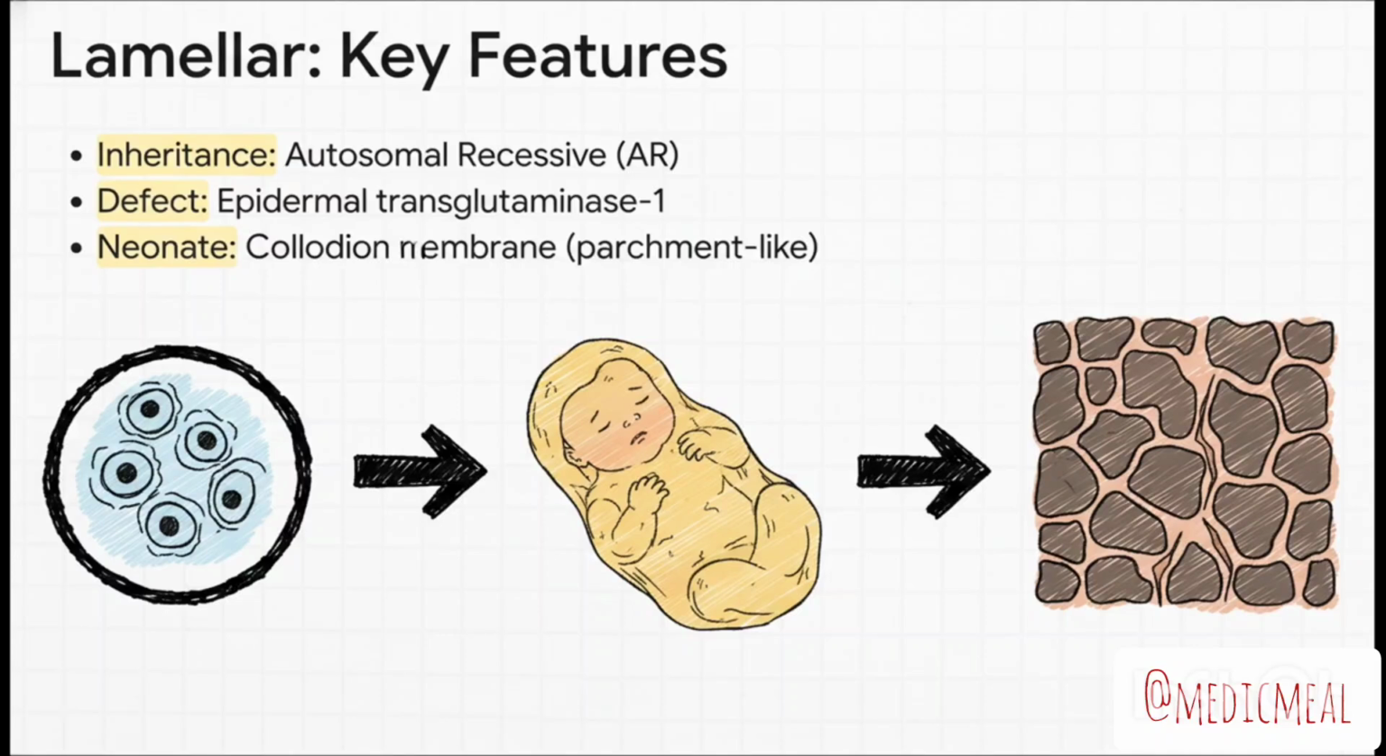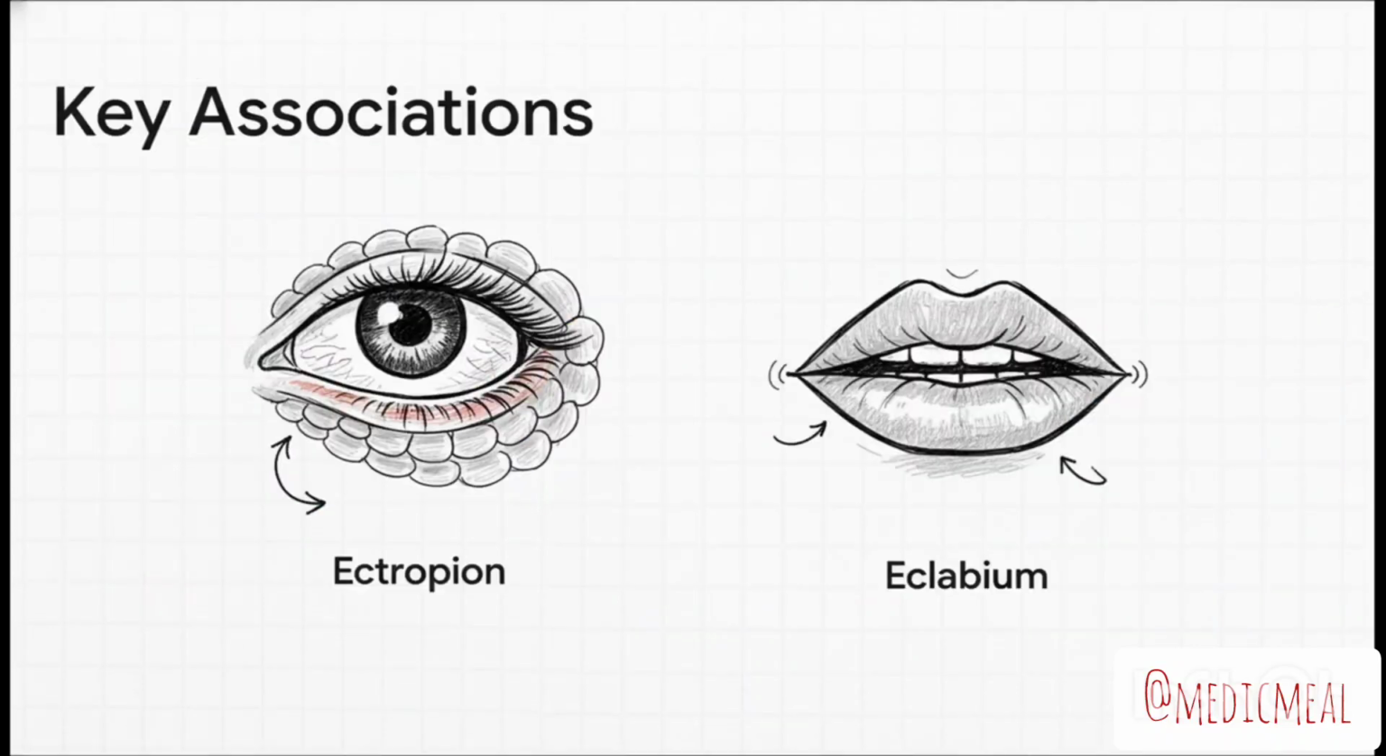Over the first few weeks of life, that membrane sheds, and what's revealed underneath is the mature phenotype. These large, dark, plate-like adherent scales that cover the entire body. There's really no sparing of any skin surface. Now, all of that severe hyperkeratosis creates significant skin tautness, and that pulling leads directly to some classic structural deformities. The two you'll see most notably are ectropion, that's the eversion or turning out of the eyelids, and eclabium, which is the eversion of the lips.